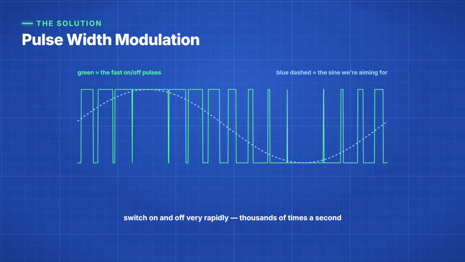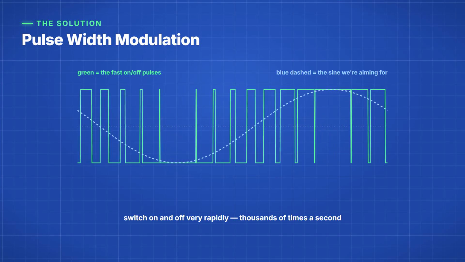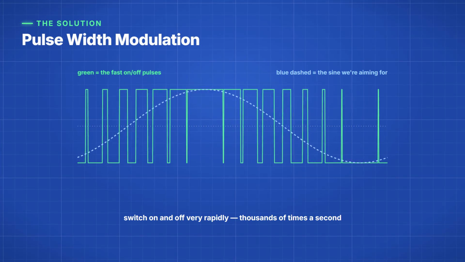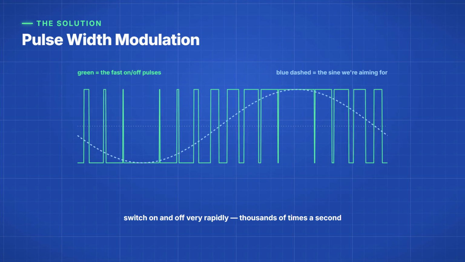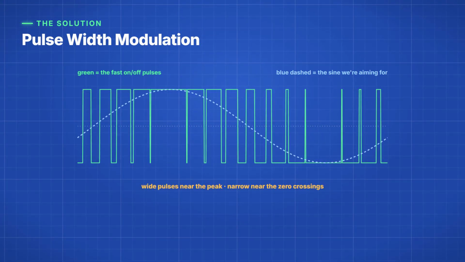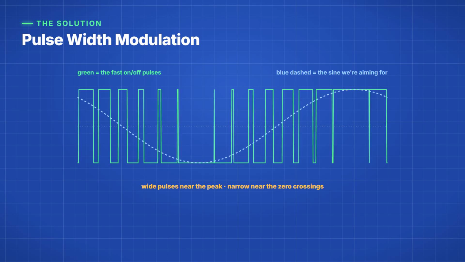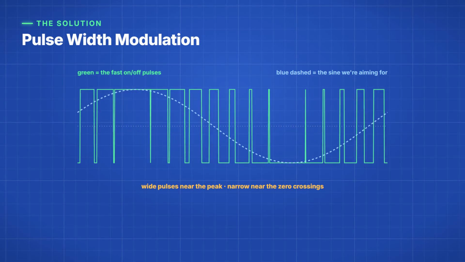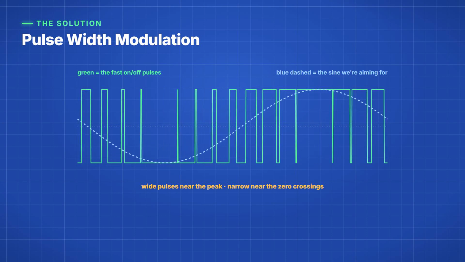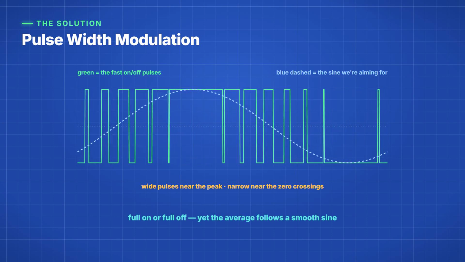The idea sounds strange at first. Instead of holding the output on, we switch it on and off very rapidly, thousands of times a second. The trick is in how long each pulse stays on. Near the peak of the sine we want, we make the pulses wide, mostly on. Near the zero crossings, we make them narrow, mostly off. So even though the switch only ever outputs full on or full off, its average value, moment to moment, follows the shape of a sine wave.